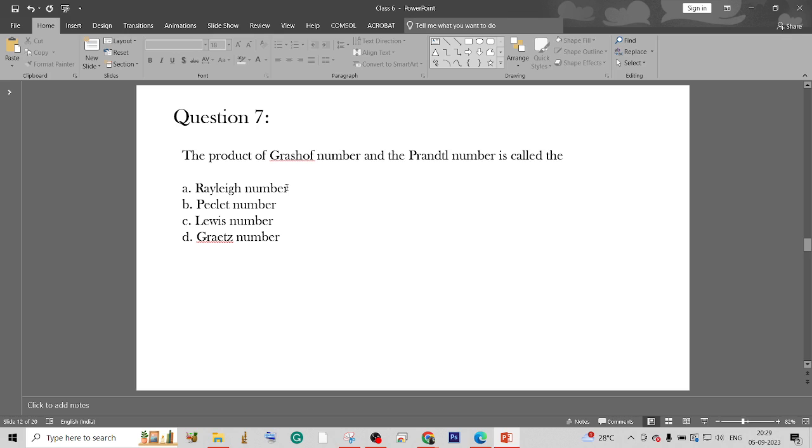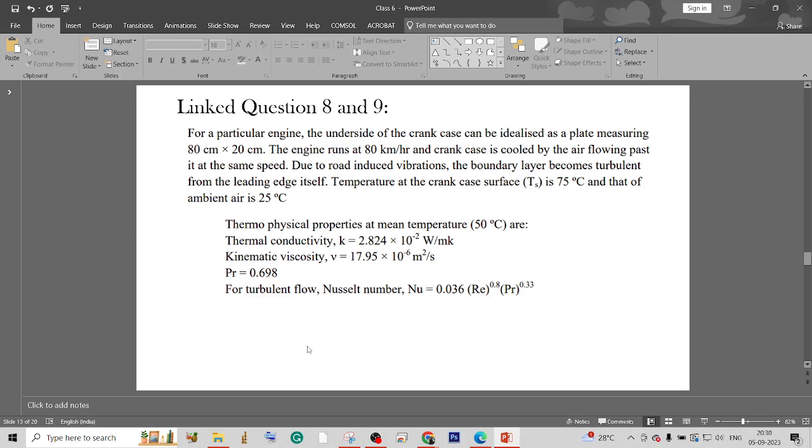So in natural convection, we'll get the term Rayleigh number. That is where we get Nusselt's number. No, there we will get Rayleigh number. Okay, ma'am. Then we come to the next problem.